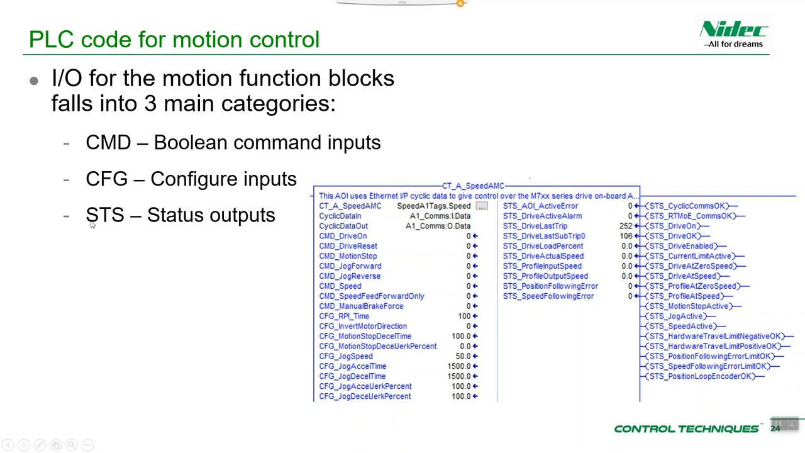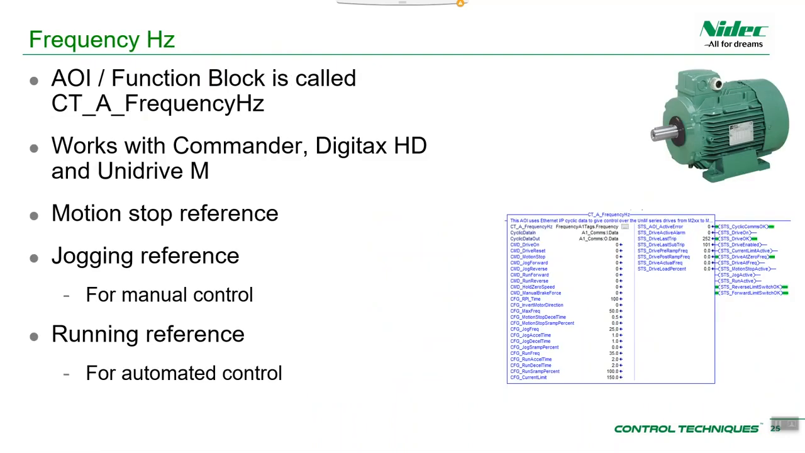And last of all, status outputs, which have the prefix STS for status. We have a number of outputs available to you, so you can monitor profile input speed, profile output speed, following error, etc. as part of your process control. But we've also got Boolean outputs so that you can arrange your sequencing. For example, if you have turned on jog forward and you want to know that the axis is actually jogging, you can check status jog active, as part of your Boolean sequencing.